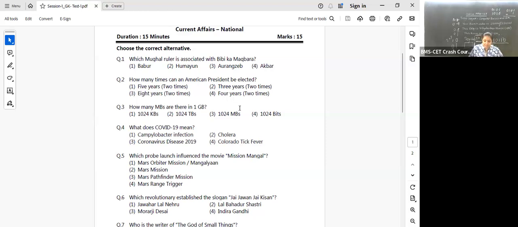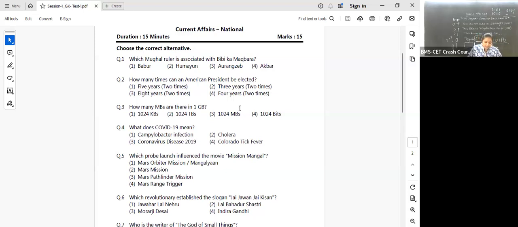Which revolutionary established the slogan Jai Jawan, Jai Kisan? Lal Bahadur Shastri. Oh, you know Lal Bahadur Shastri. Yes, very good. Like, I thought, okay, I'm growing old and you're going too young. But it's good to see even you are a bit old. Yeah, the answer for the 5th one is option 1. For the 6th one, it's option 2.